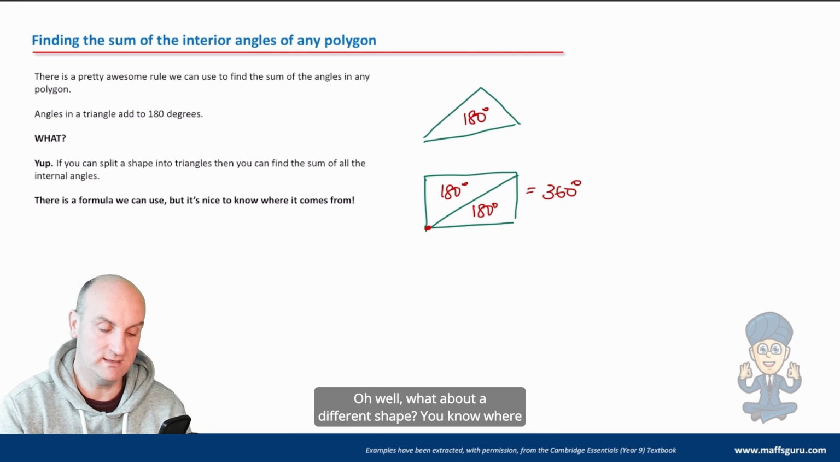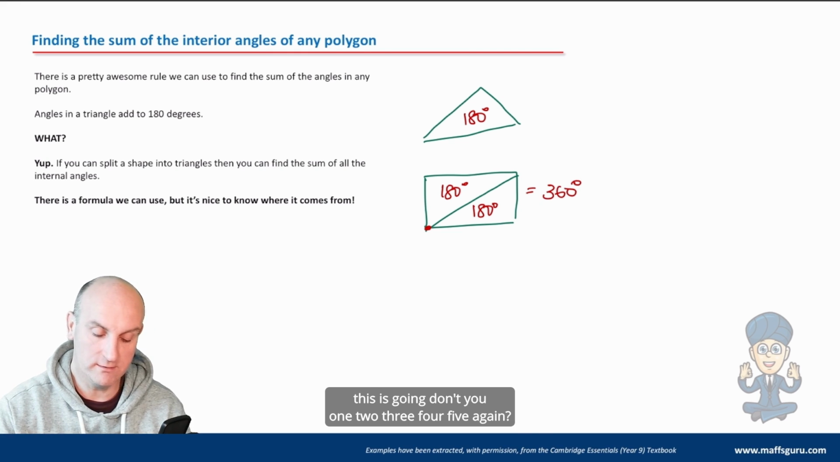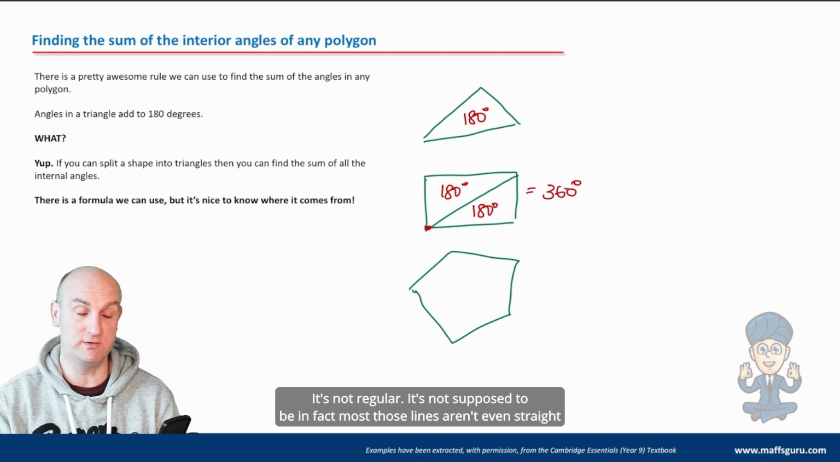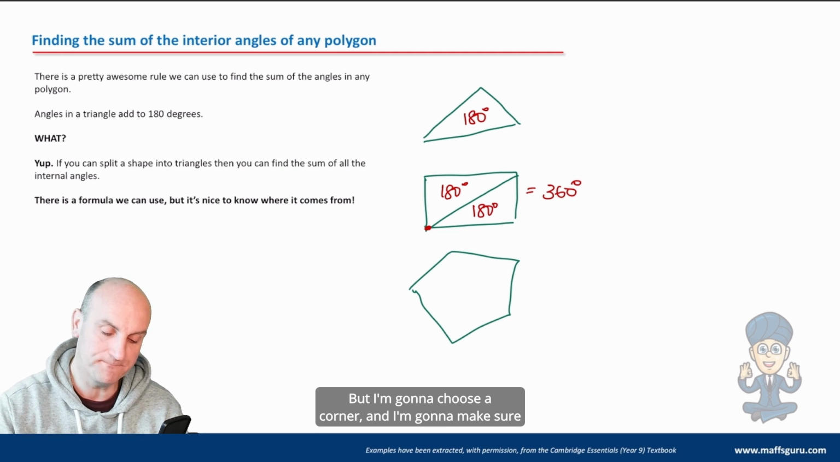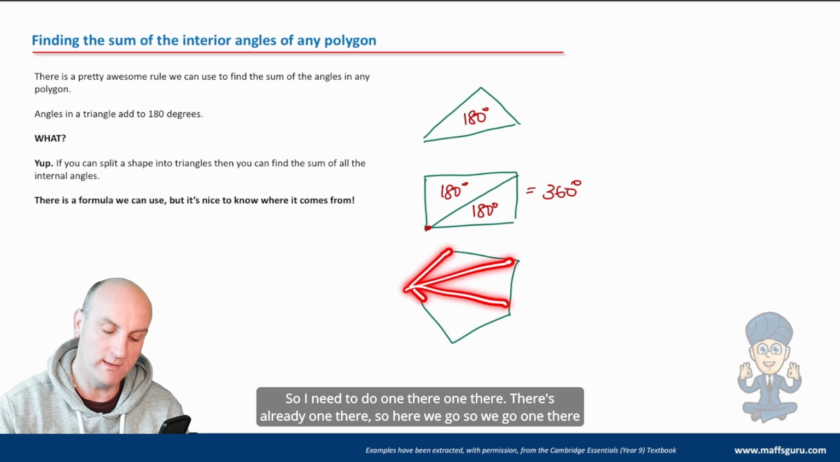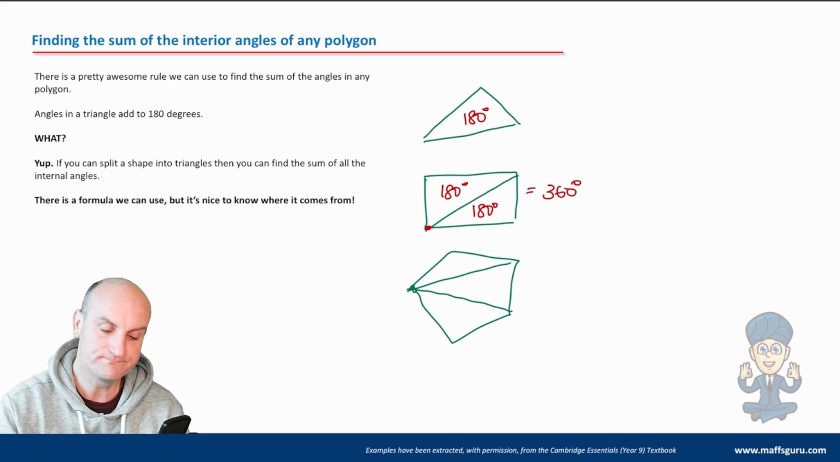Oh, well, what about a different shape? You know where this is going, don't you? 1, 2, 3, 4, 5. Again, it's not regular. It's not supposed to be. In fact, most of those lines aren't even straight, but I'm going to choose a corner, and I'm going to make sure there's a line connecting every other vertex. All right, so I need to do one there, one there. There's already one there. So here we go. So I'm going to go one there, one there.